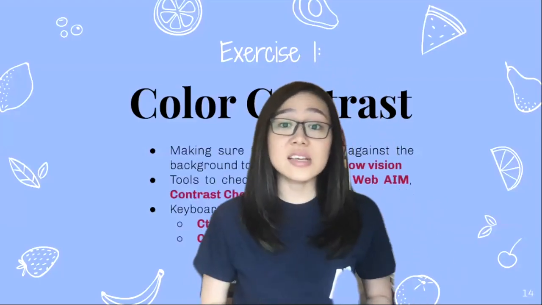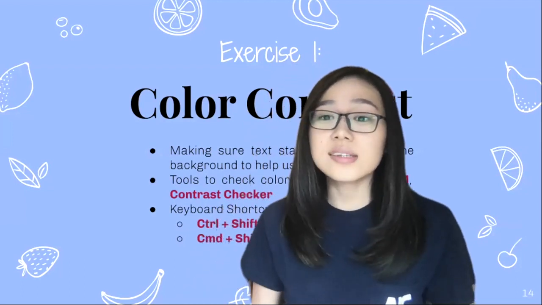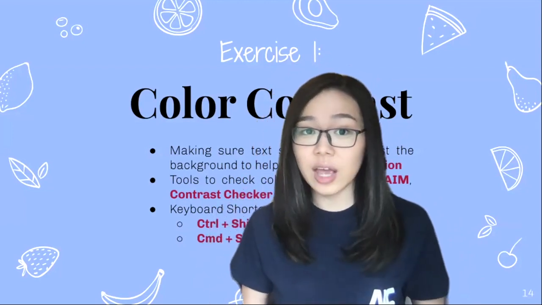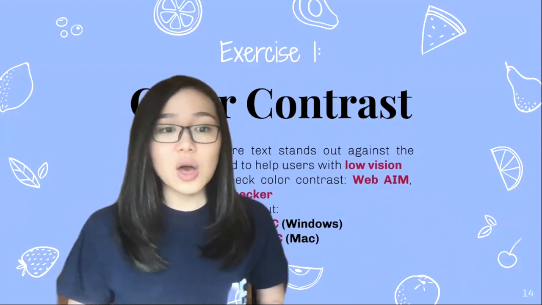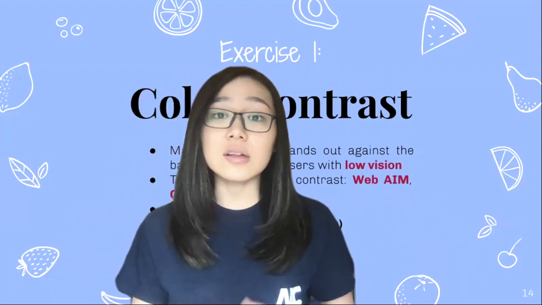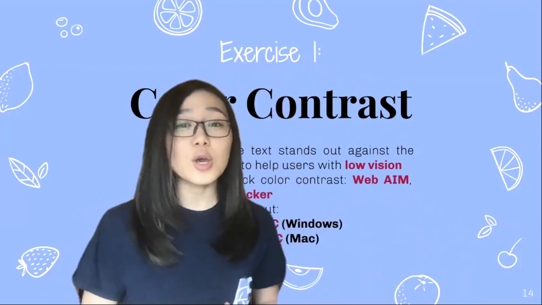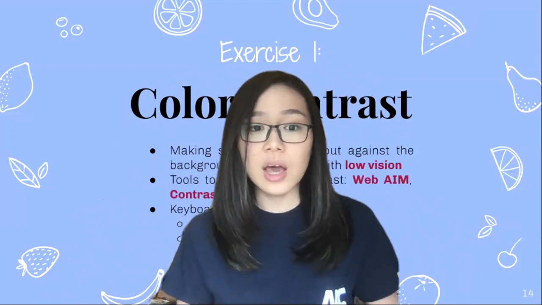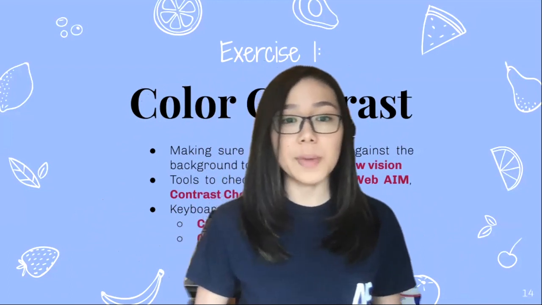So the first accessibility guideline that we'll tell you about is color contrast. So color contrast is how we make sure that text stands out against the background to help users with low vision. So for example, if you have a light blue letter or text on a dark blue background, it's gonna make it really hard for users with low vision to actually read the content of the page. So we want to make sure that the foreground letters will pop up against the background.